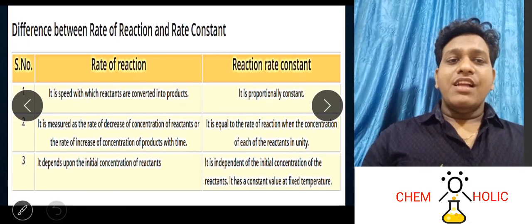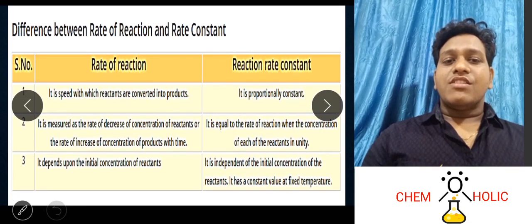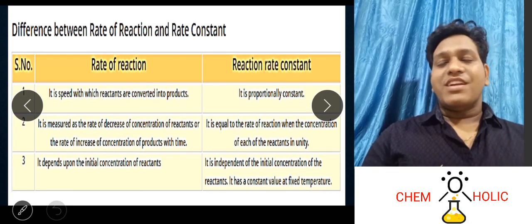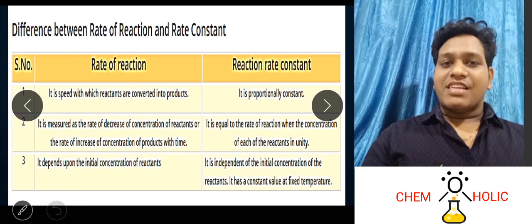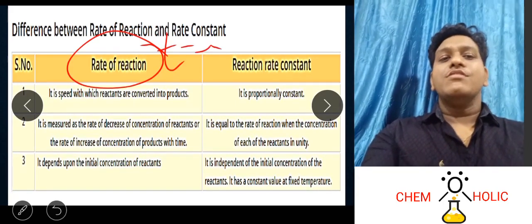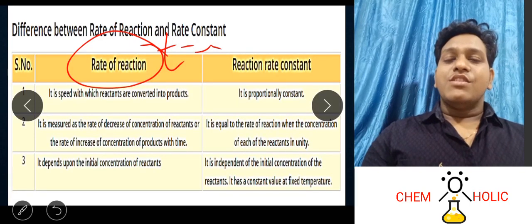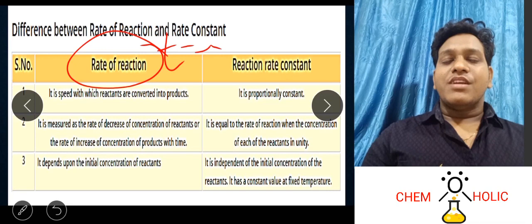The rate of reaction depends upon the initial concentration of reactant, and the rate constant does not depend upon the initial concentration of reactant. Here we can say rate of reaction is 0 when time t is equal to 0, because the reaction has not started yet. If the reaction has not started yet, no reactant has been consumed and no products are formed, so we can conclude this about rate of reaction and rate constant.